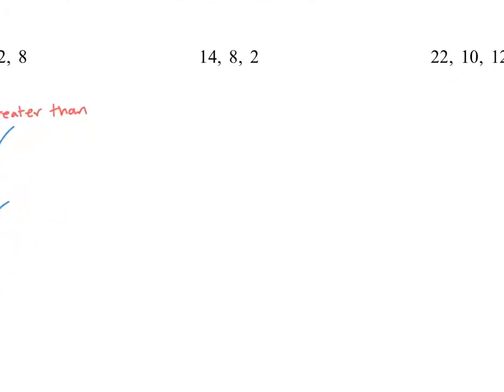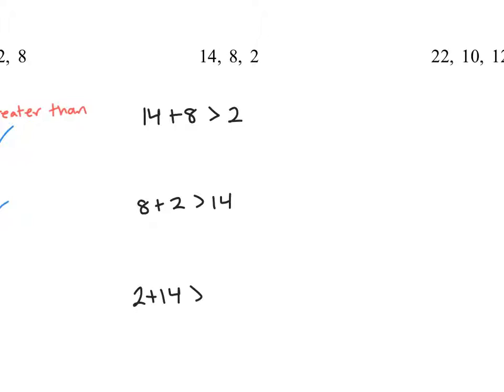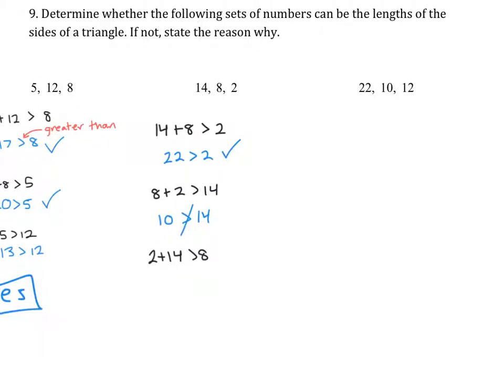Let's check this next one. So let's set up our three inequalities. 14 plus 8 must be greater than 2. 8 plus 2 must be greater than 14. And 2 plus 14 must be greater than 8. So let's check. For this first one, we get 22 is greater than 2. That is true. Here we get 10 is greater than 14. So this is not true. So I don't even need to check that last one. I know that no, this can't be a triangle because 10 is not greater than 14.